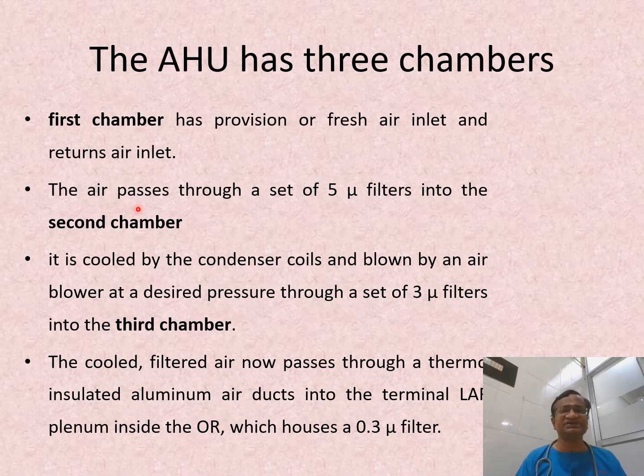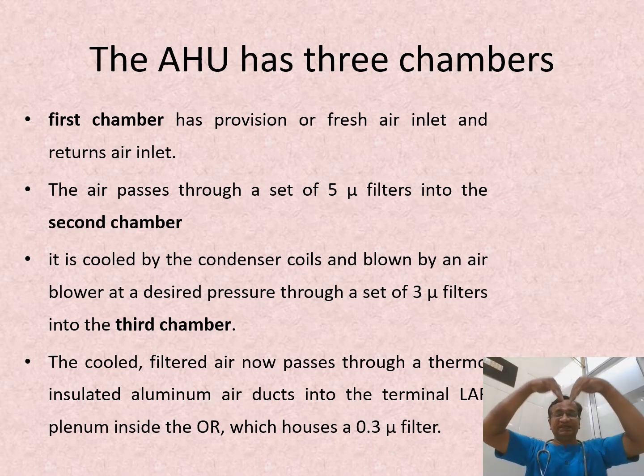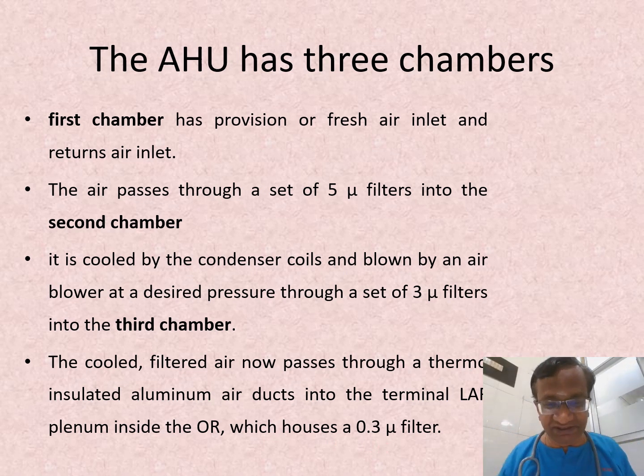Now, the AHU has three chambers. The first chamber has provision for fresh air inlet and return air inlet. The second has a 5 micron filter. In the second chamber, the air is cooled by condenser coils and blown by an air blower, and there is also a set of 3 micron filters. The cool filtered air now goes through the aluminum air ducts into the terminal plenum inside the OR, which also has 0.3 micron HEPA filters.